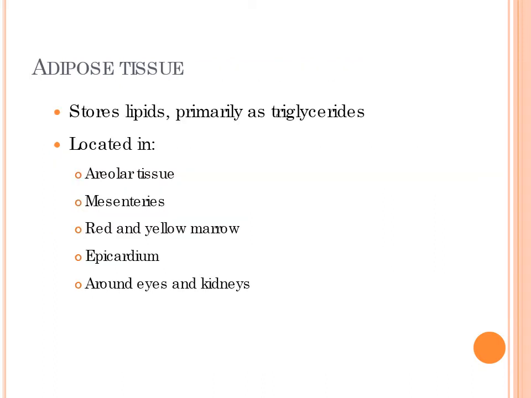Adipose tissue is how we mainly store our lipids, primarily as triglycerides. We find adipose tissue in areolar connective tissue, within the mesenteries that are holding all of our intestines in place, the red and yellow bone marrow, the epicardium surrounding the heart, giving nice shock absorption and padding to the heart, and then also around the eyes and around the kidneys, and that's for protection.